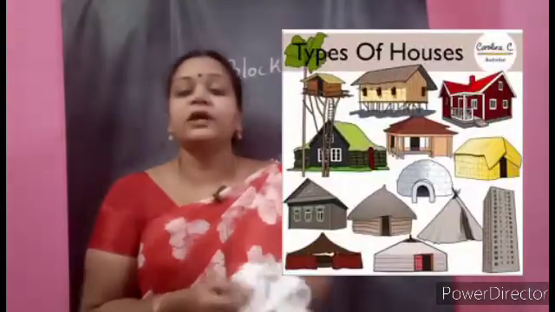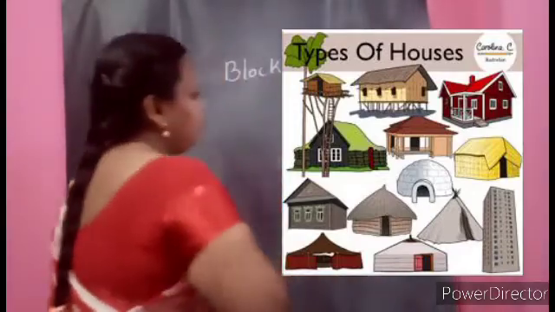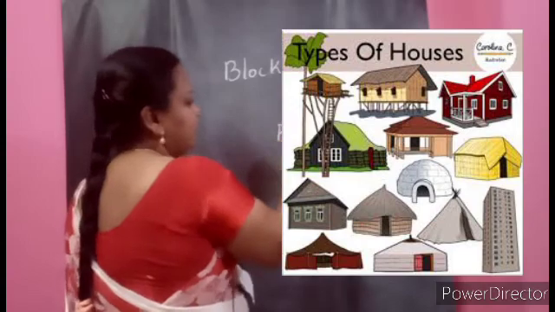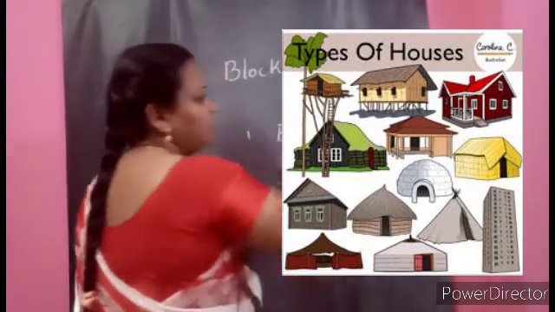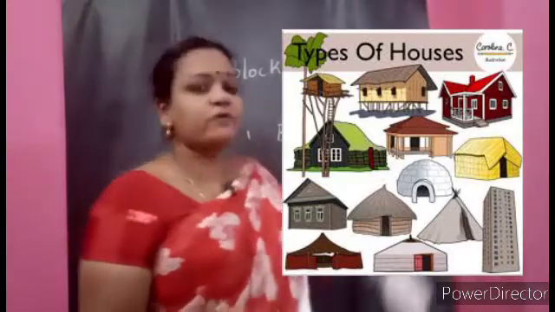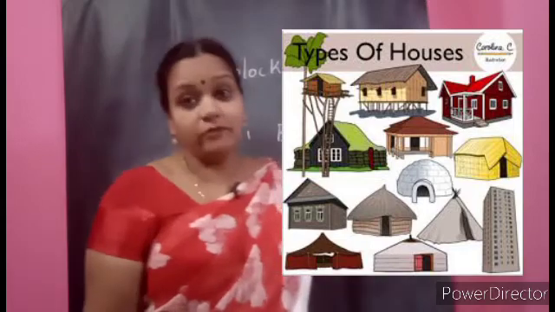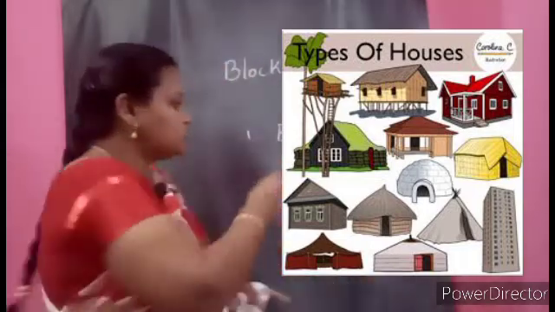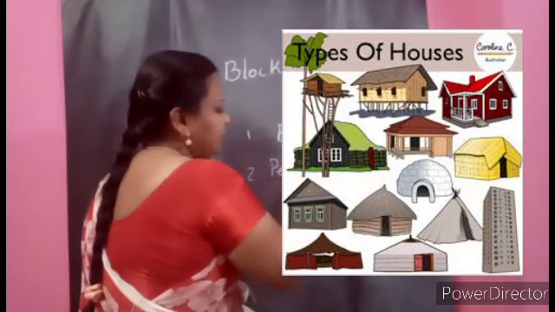Basically, how can we divide the houses? Some are big, some are small, you all know that. The basic difference is this only. How do we differentiate, why did these types of houses come, why are several types there? Because some of them are big, some of them are small. And also some of them are permanent and some of them are temporary.